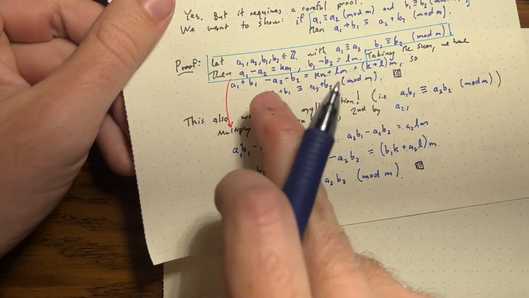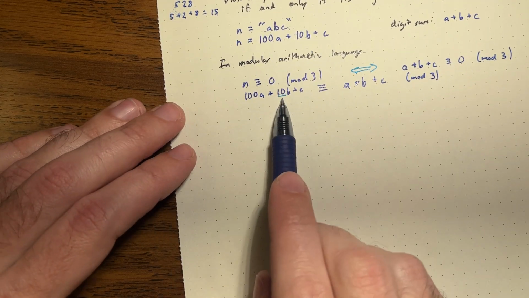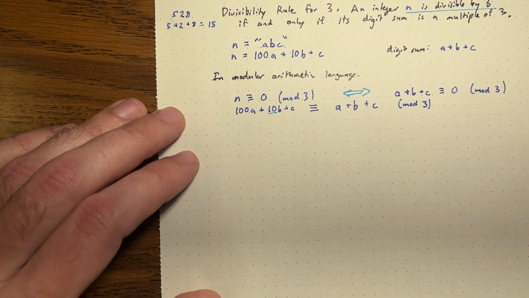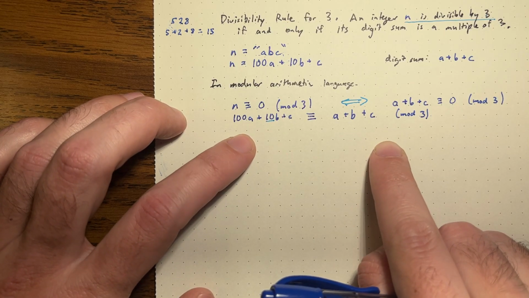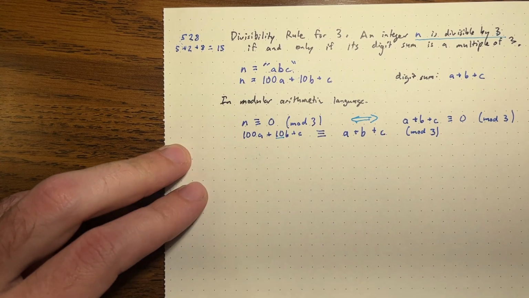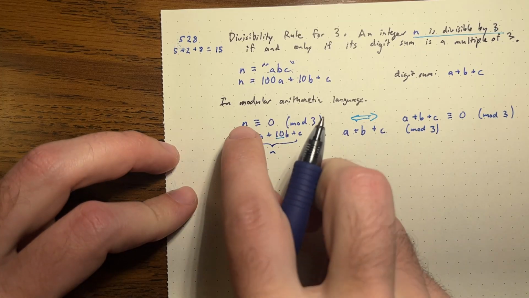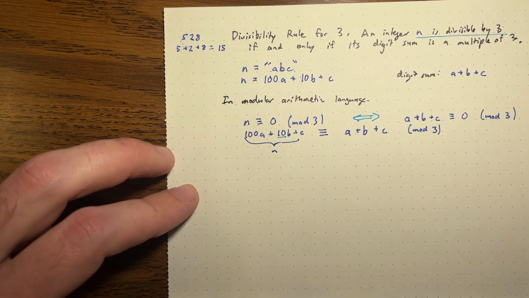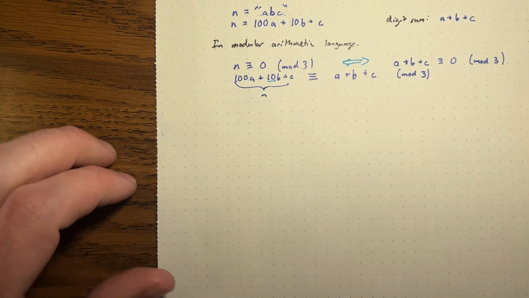We're using the statements that we proved: we can replace any number in a modular arithmetic expression with anything in its equivalence class. So these two things are in the same equivalence class. But that's the proof. That's the entire proof, right? Because this is n right here. And so if n is congruent to 0 mod 3, well, this is congruent to 0 mod 3 because n is congruent to this. So that's it. That's essentially why this works.